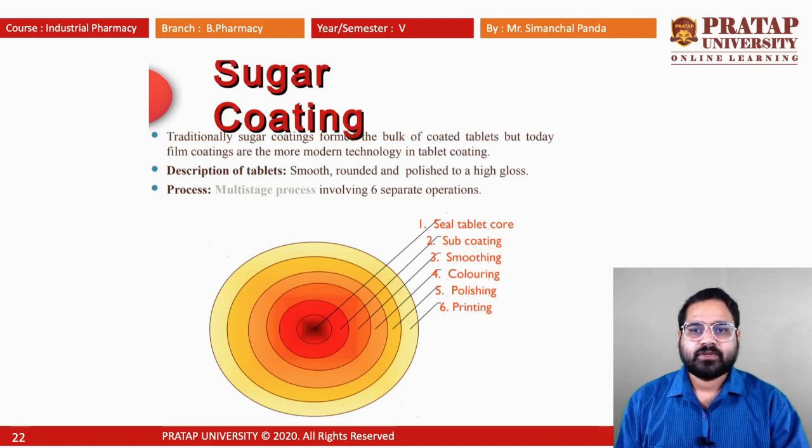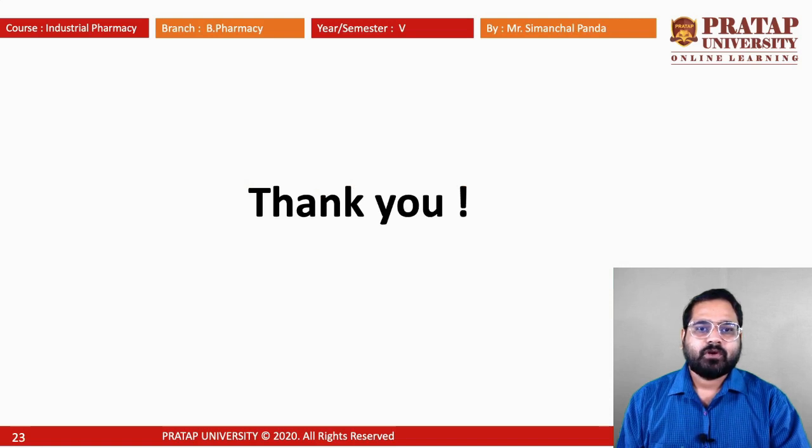So as we told early, there are different steps involved. First the seal coating on the tablet core, then we go for the subcoating, then the smoothing, then coloring, then polishing, and if required, then printing. Traditionally, sugar coating formed the bulk of the coated tablets, but today film coating is the more modern technology in tablet coating. So for today we have studied about the sugar coating.